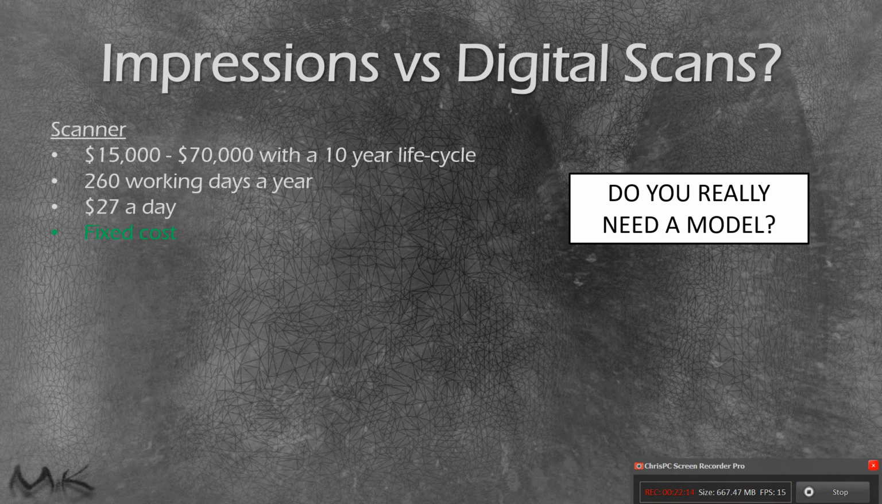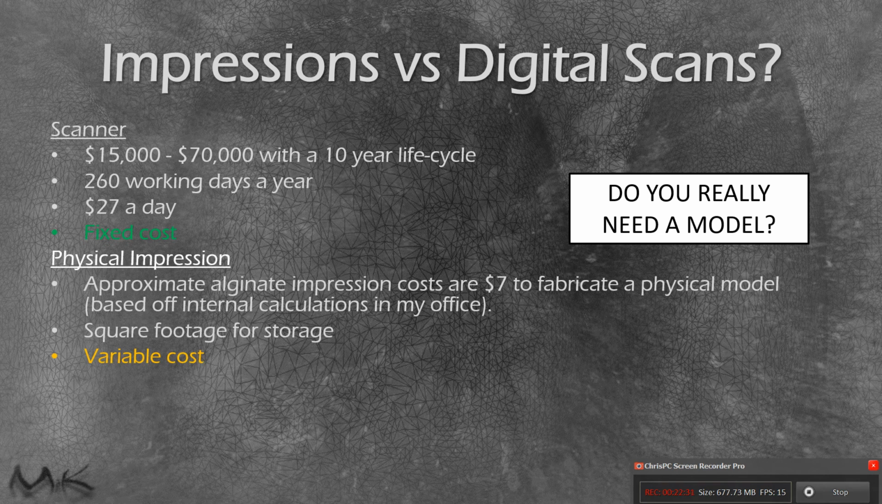Okay, if we look at 260 working days per year, that works out to around, at the highest cost of a scanner, about $27 a day of a fixed cost. So no matter how many digital scans you take, that cost remains fixed. It only becomes variable when you talk about printing that model.